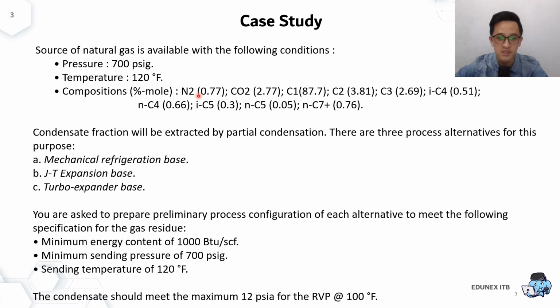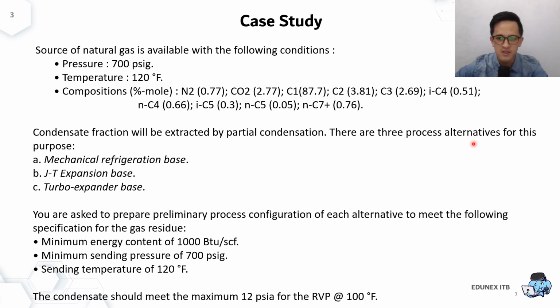upstream process. But be careful, you can see that this composition doesn't contain water, but that's not because the gas doesn't actually contain water. This is coming from a GC, or gas chromatography, which is a dry basis, so we have to add water at the saturated condition. The condensate fraction will be extracted by partial condensation.